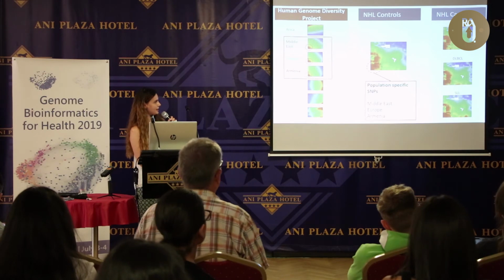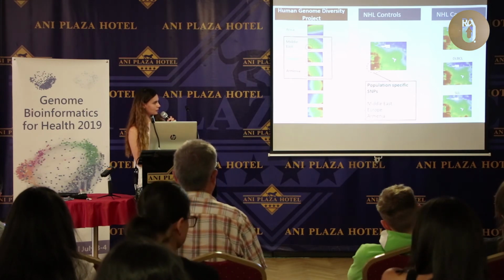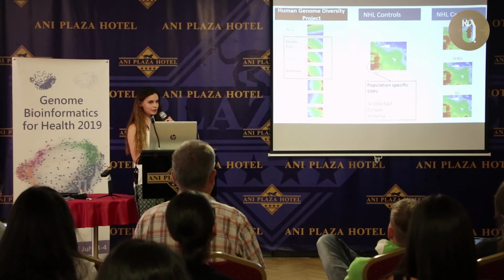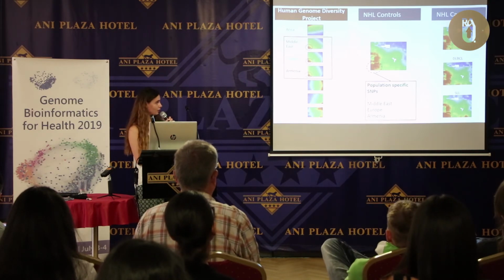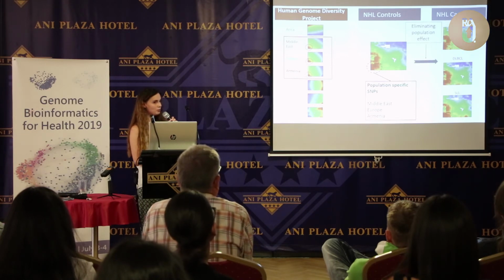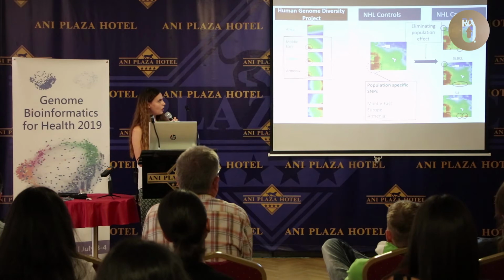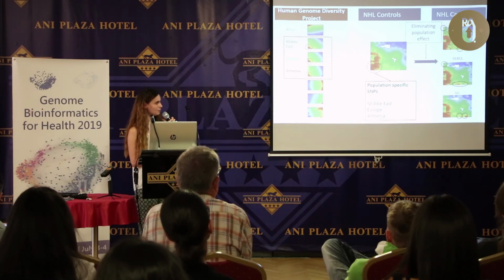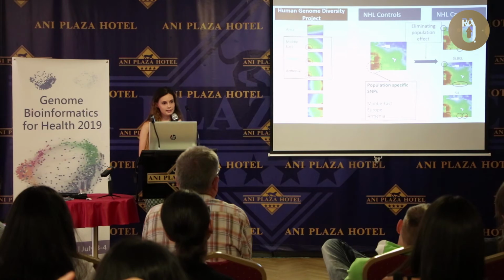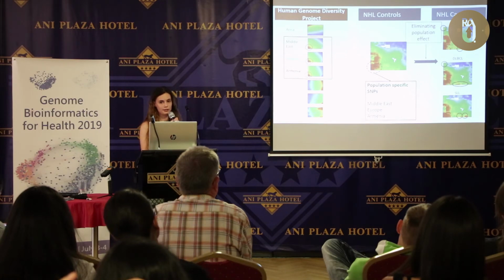And here you can see that we have one spot which is very specific for the population, because we know that our individuals were from Europe. And if we eliminate this population effect, in all the cases we can see small other spots which are considered really specific risk alleles for that kind of disease.